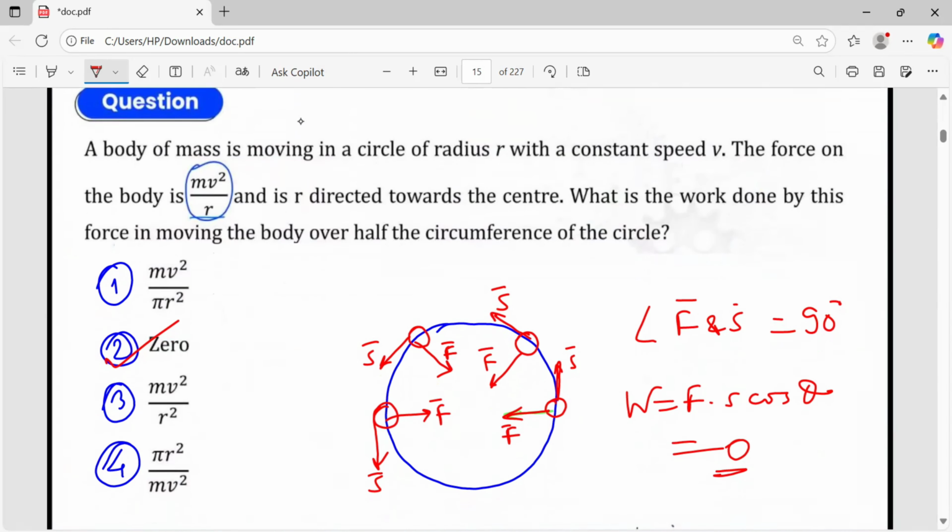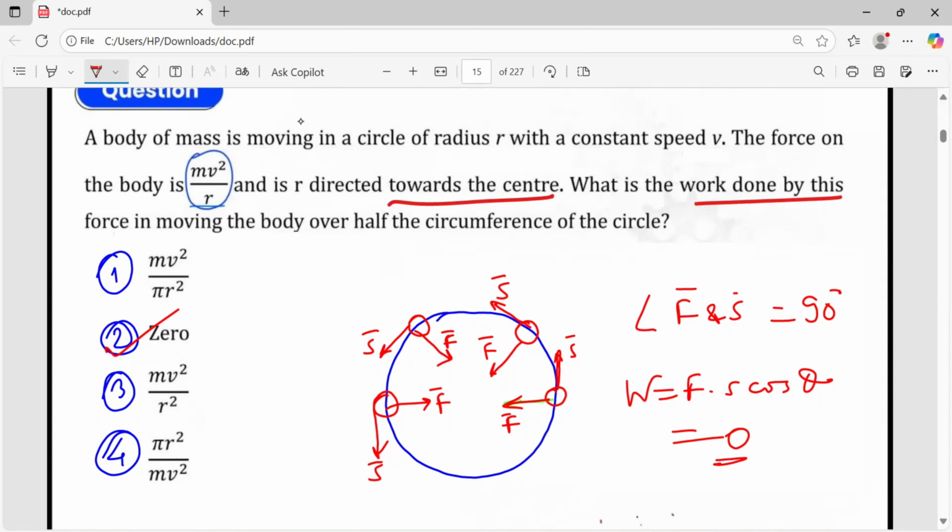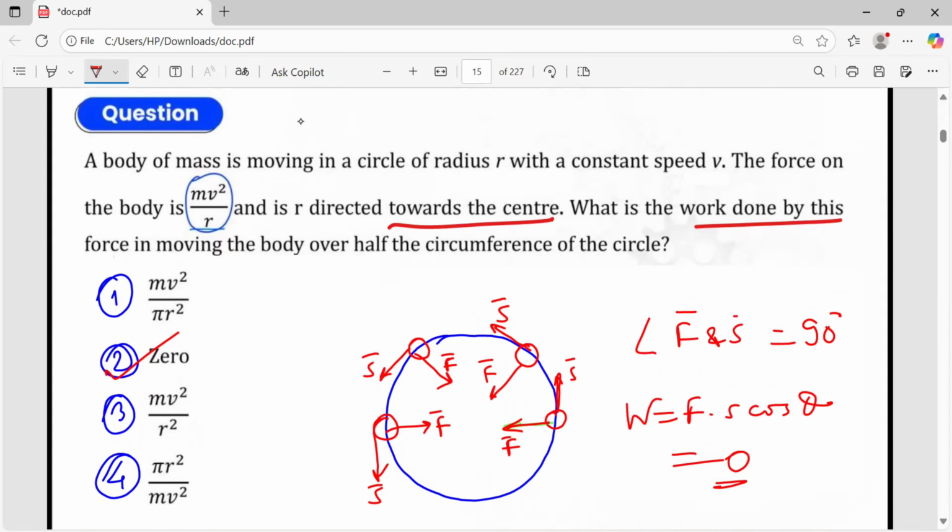Okay, now the next question is: a body of mass m is moving in a circle of radius r with a constant speed v. The force on the body is mv square upon r and is directed towards the center. What is the work done by this force in moving the body over half the circumference of the circle? Okay, now see this one, how would you solve this?